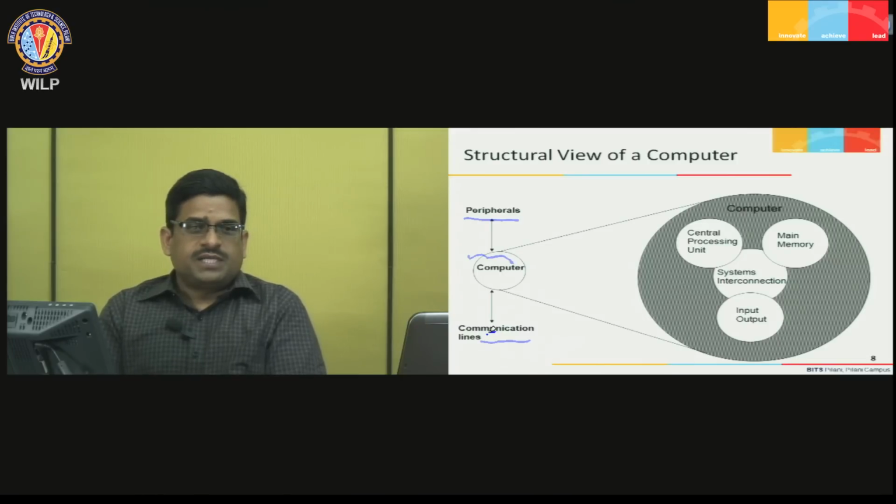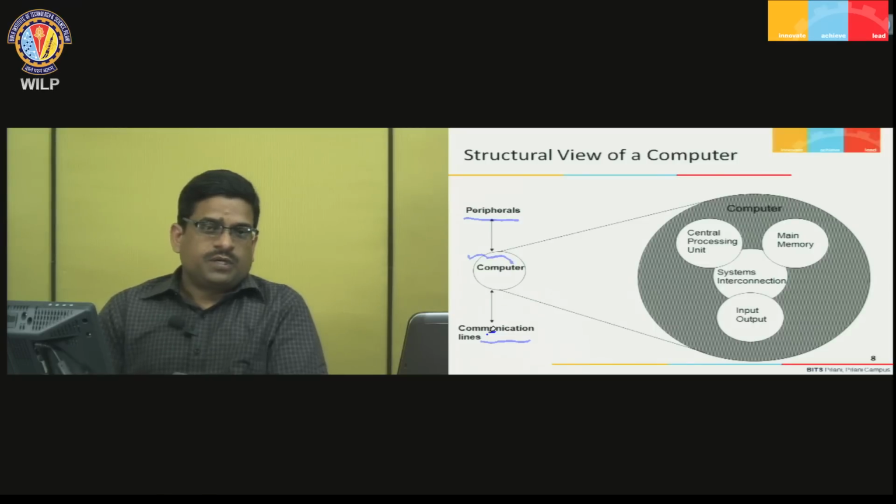So the central processing unit is responsible for doing the processing. Memory is responsible for storing the data either temporarily or permanently or both, and through the input output your computer is connected to the outside world, means it can read the data or it can display the data to the outside world.